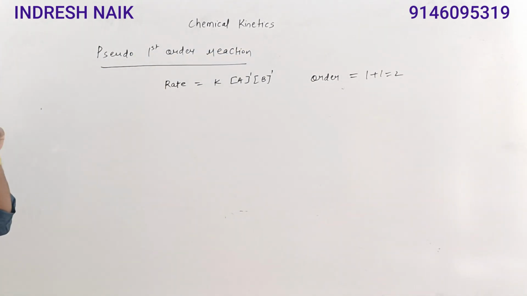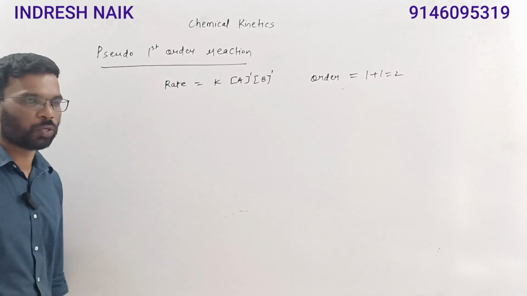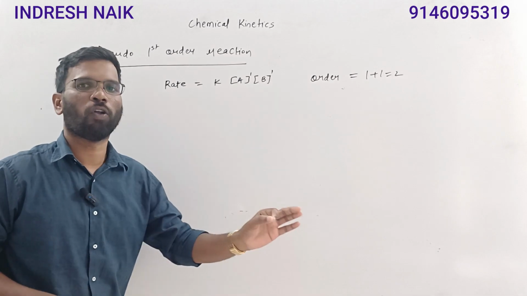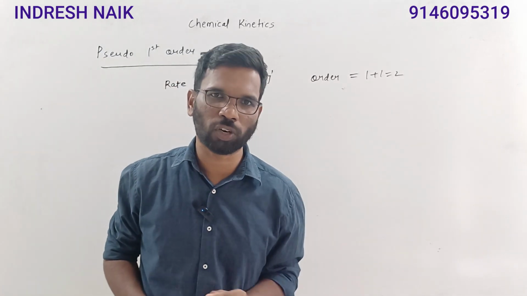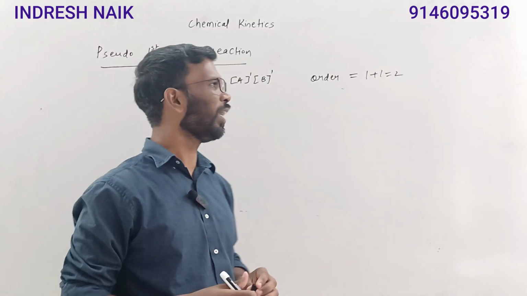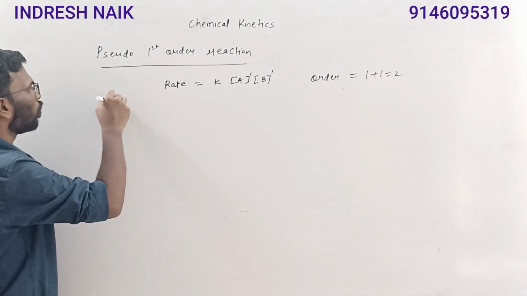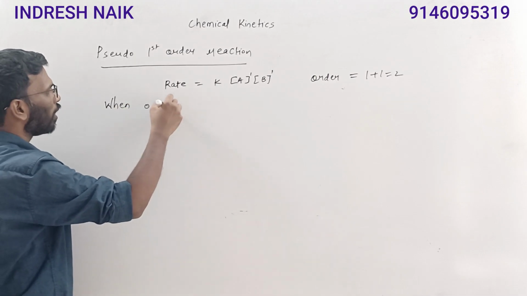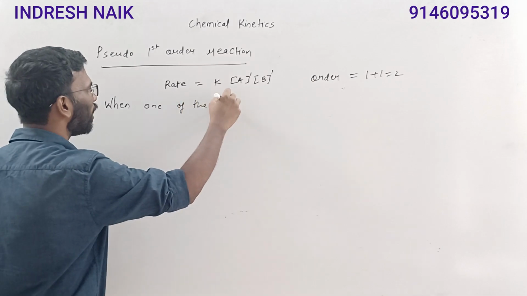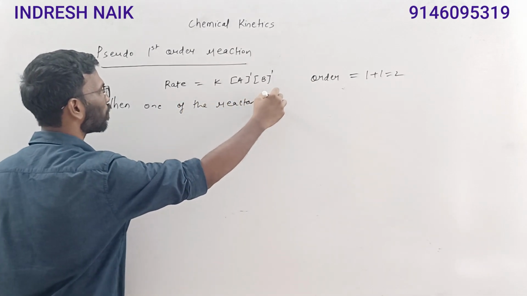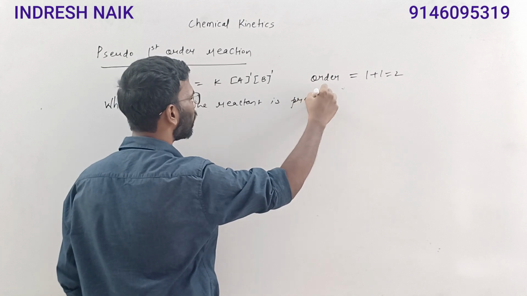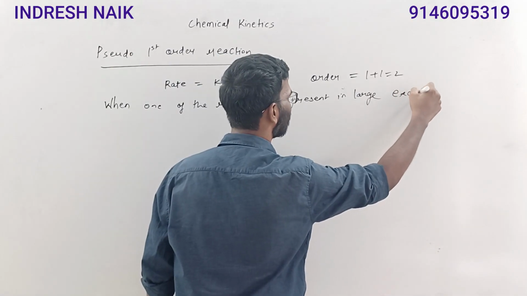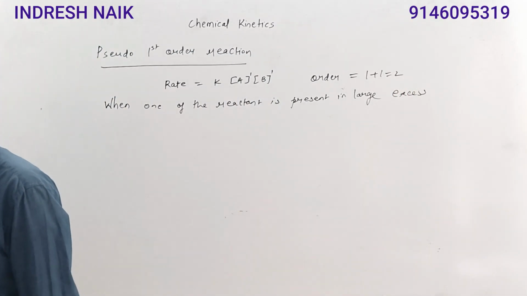So over here, what is the meaning of pseudo first order reaction? It looks like it is a second order reaction, but it will follow a lower order kinetics, that is first order kinetics. When do we get a pseudo first order reaction? When is this possible? When one of the reactants is present in large excess.